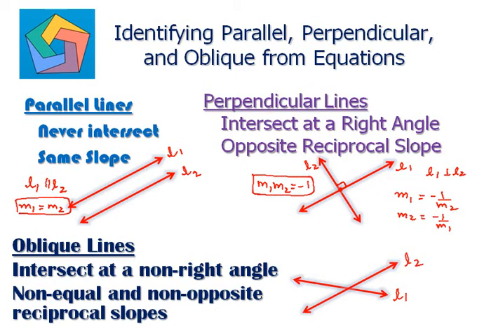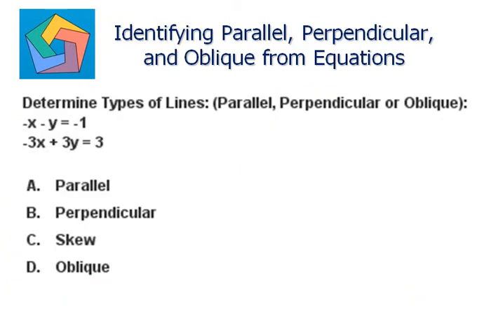So, let's look at the problems now. Determine types of lines, parallel, perpendicular or oblique. Negative x, negative y is equal to negative 1. Negative 3x plus 3y is equal to 3. Let's first of all convert them into the slope-intercept form, y is equal to mx plus b, to determine the slope.